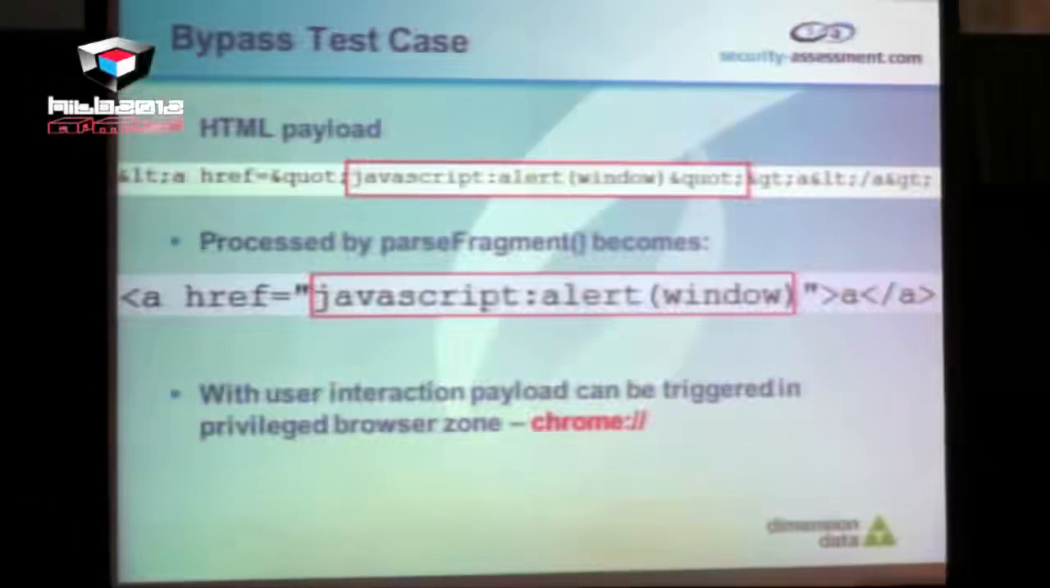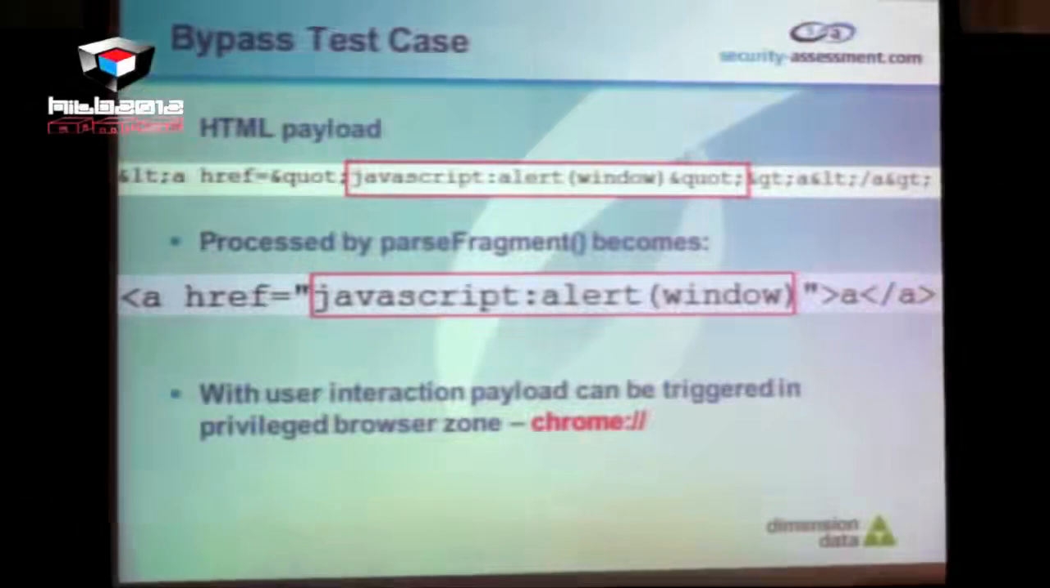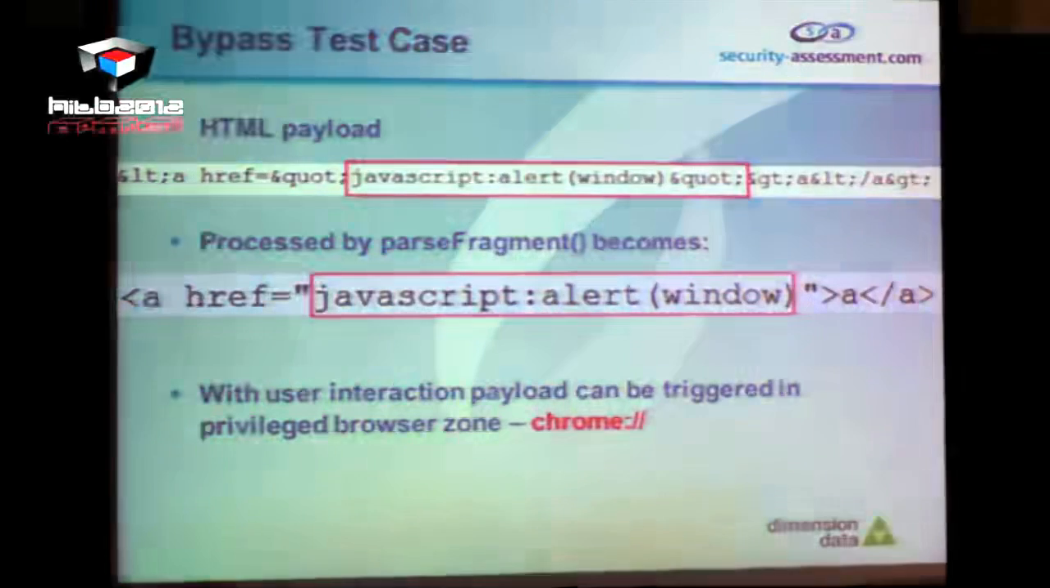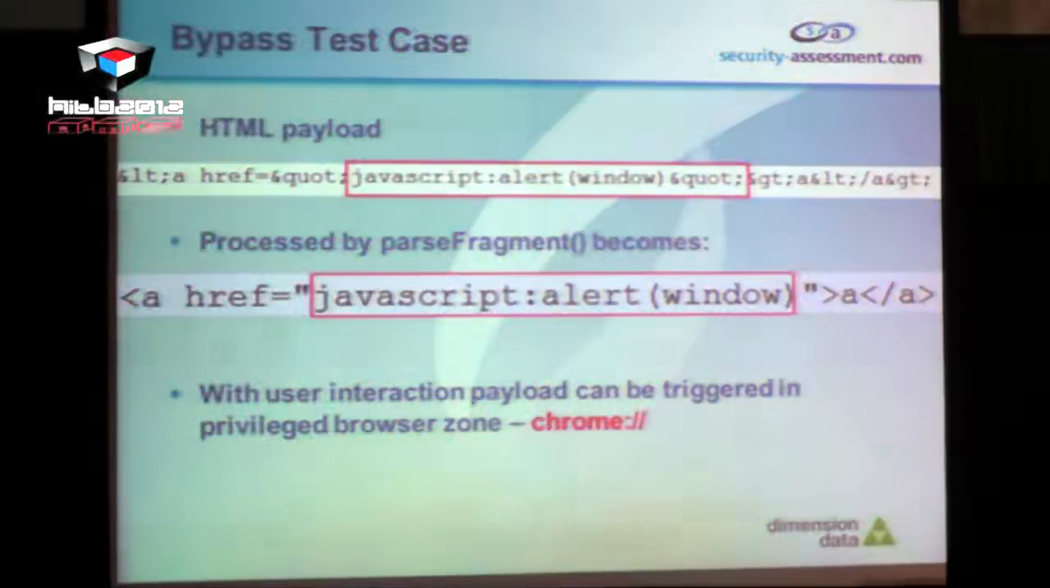But then I found a different variation of the payload. Instead of putting a straight script inside the HTML payload, I said, what if we have JavaScript in the href attribute, for instance? Is that stripped out? Is that filtered? What I found is that it's not stripped out. That's quite interesting because if you have that kind of condition, then if the user clicks on that link, the JavaScript will be executed in the Firefox Chrome zone. And then again, you can get code execution.